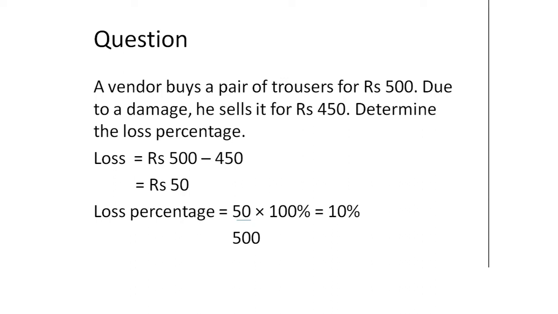50 rupees loss. If you want to find the percentage of loss, what should you do? You should write loss as a fraction of the buying price, 50 over 500. That's a fraction. To convert the fraction into a percentage, you multiply by 100%. So 50 over 500 multiplied by 100% is 10%. The loss percentage is 10%. What is the meaning of 10%? For 100 rupees, he lost 10 rupees.